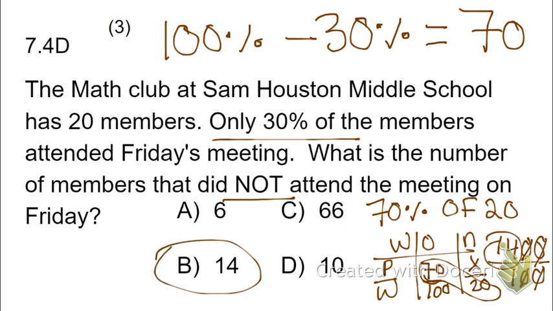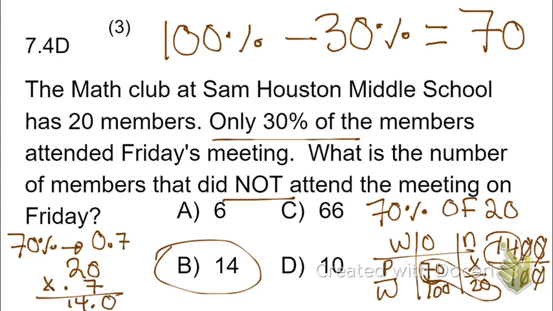Or you can solve it using the decimal method. 70% is equal to 0.7. And so 20 times 0.7 is 14.0. Same answer.